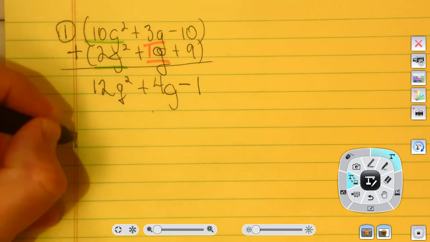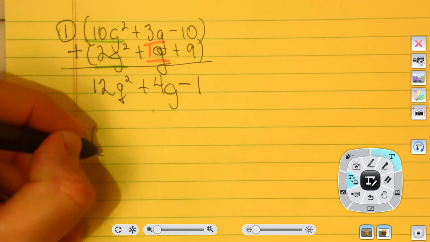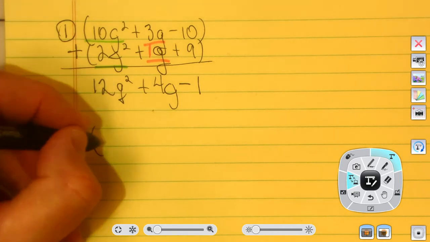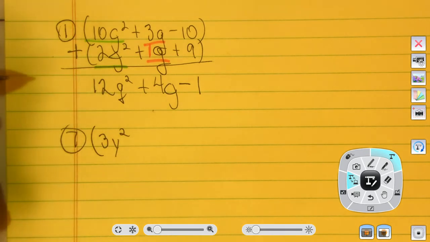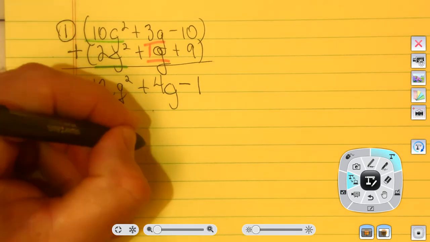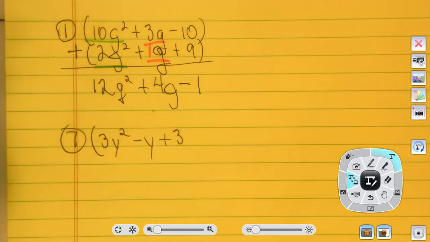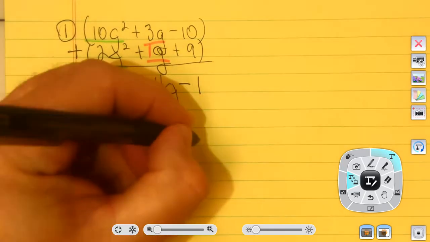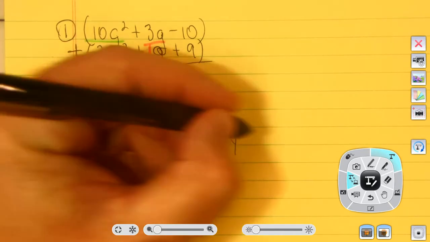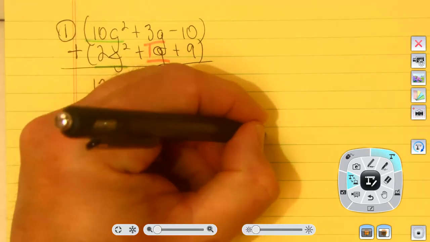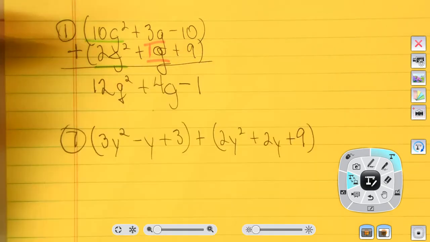In problem number 7, it's been written a little different. It was written horizontally, which is the way I prefer to see it. 3y squared minus y plus 3. Then plus 2y squared plus 2y plus 9.